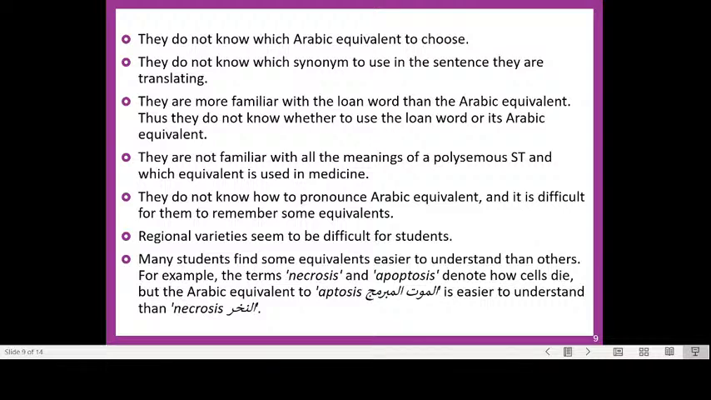Regional varieties seem to be difficult for students. Many students found some equivalents easier to understand than others. For example, the terms necrosis and apoptosis denote how cells die, but the Arabic equivalent to apoptosis, al-maut al-mubarmaj, is easier to understand than necrosis, al-nakhr. Al-nakhr, I would imagine when I hear it, has something to do with teeth.